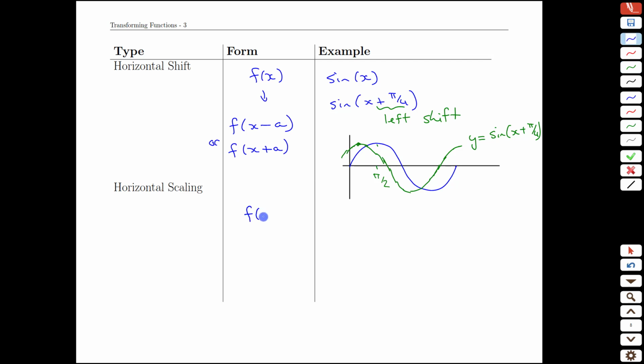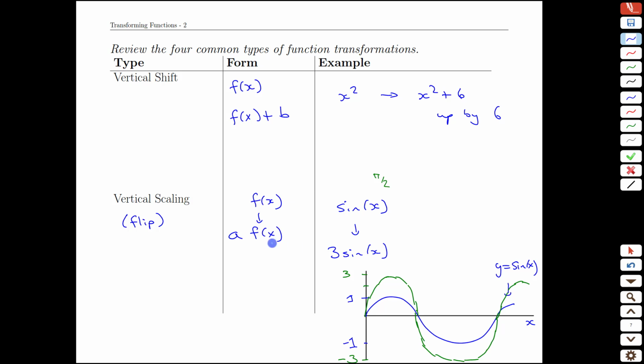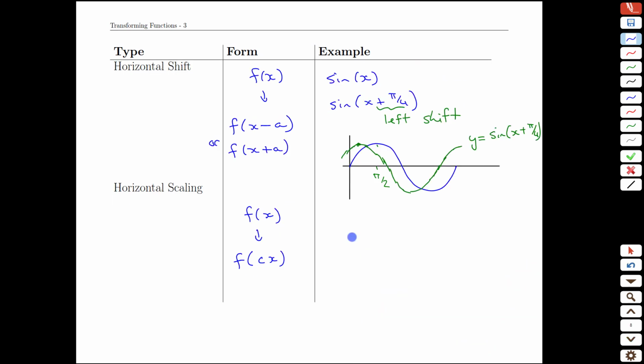For horizontal scaling, the transformation is putting a value as a multiplier inside beside the x and then applying the function. Now this transformation is also backwards in the sense that when we put a big value in as a vertical scaling factor, the function got bigger. When we put a large value in here, if c is bigger than 1, we actually get horizontal compression, which is perfectly legitimate. It's just a little counterintuitive given what happens on the vertical side.